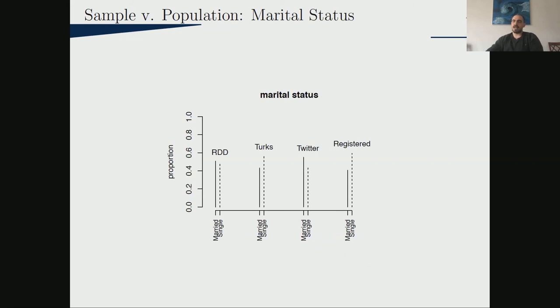When it comes to marital status, this shouldn't say single, by the way. This should be married and non-married, but I overlooked that. Whilst Turks are kind of representative of the registered voters, there isn't too much of a bias here. There is quite a bit in Twitter, in that more married people seem to be on Twitter, which is interesting. I need to think about that. But overall, there isn't much to see here, I don't think.